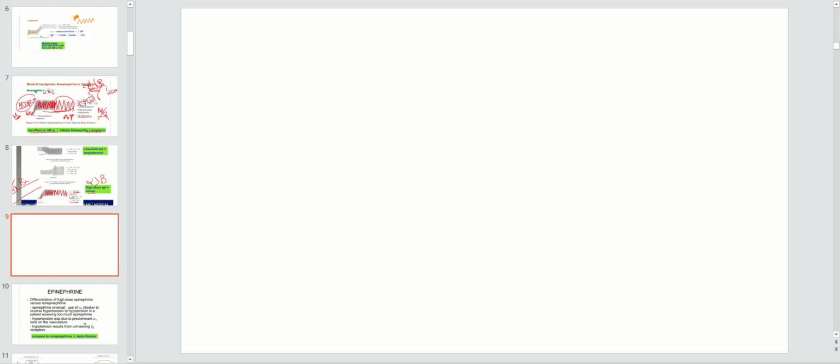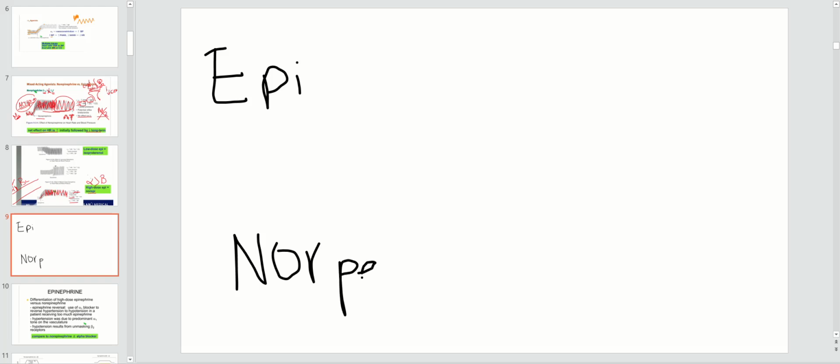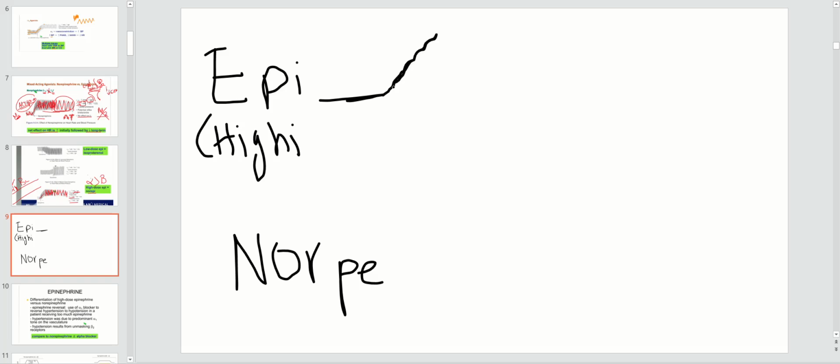So that is the concept of the epinephrine reversal. Let's say this is your epinephrine and this is your norepinephrine. As I told you, epinephrine in high dose behaves like norepinephrine. So what will happen when you give the high dose of epinephrine? Let's say this is the mean arterial pressure. Your arterial pressure will be rising up. It also stimulates the beta 1 receptor and results in tachycardia.